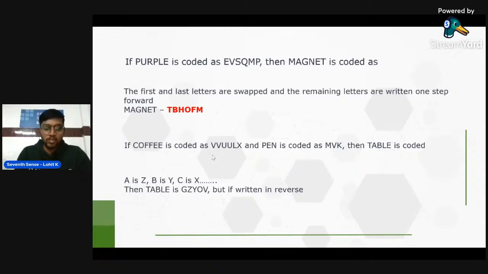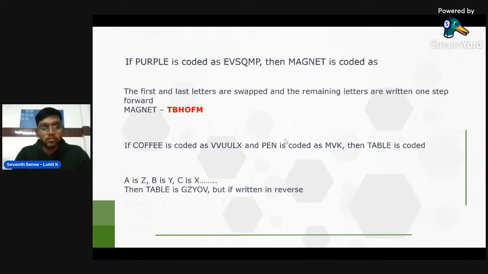As you can see, what is the reverse order of C? C is nothing but 3, right? 27 minus 3 is how much? 24. And 24 is nothing but X, which they have written in the last. So calculate the reverse number of all the letters for coffee and just write it in the reverse order. Do the same thing for pen. P is how much? 16. Reverse order of 16 is how much? 11. 11 is nothing but K. So they have written K in the end.